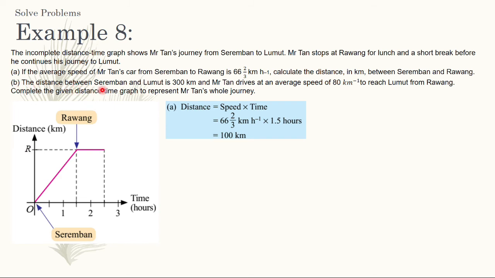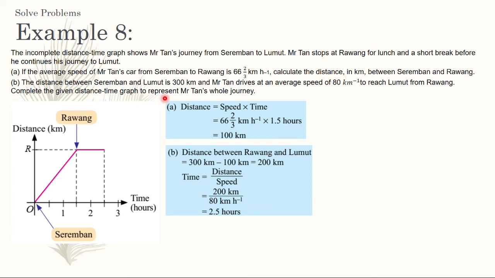B, the distance between Seremban and Lumut is 300 km. From Seremban to Lumut, somewhere here, is 300 km. And Mr. Tan drives at an average speed of 80 km per hour to reach Lumut from Rawang. So from Rawang here to Lumut. Complete the distance time graph to represent Mr. Tan's whole journey. So over here, we know that the whole journey is 300 km, meaning that this is 100, right? 300 minus 100, the distance between Rawang and Lumut is another 200 km.